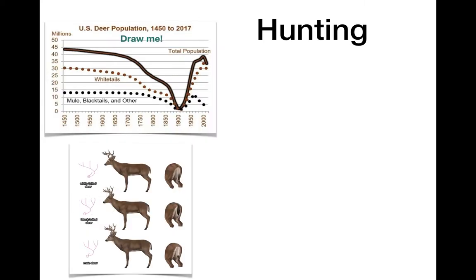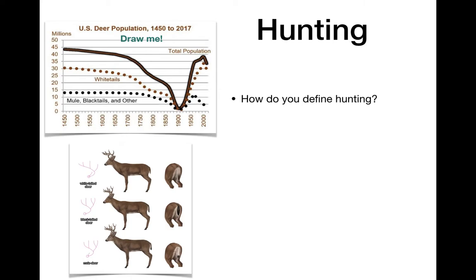Okay, the next one is hunting. I want you to do a sketch of this graph. Don't worry about perfectly spacing the dates and everything. We have millions of deer here, and we're starting in 1450 going up till 2000, where the numbers are highest of the whole deer population. The dark brown is a total. Higher, going down in 1900, then spiking back up again and going down again. Okay, so draw that, please.